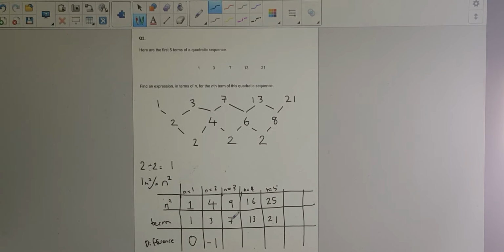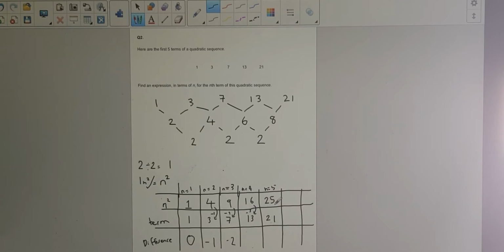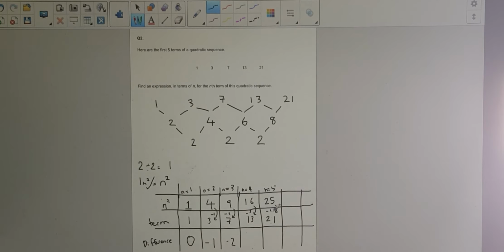9 take away 7. Sorry, how do I get from here to here? I take away 1. That's a better way of saying it. Sorry if that confused you. How do I get from here to here? I take away 2. How do I get from here to here? I take away 3. And how do I get from here to here? I take away 4. So minus 3 and minus 4.